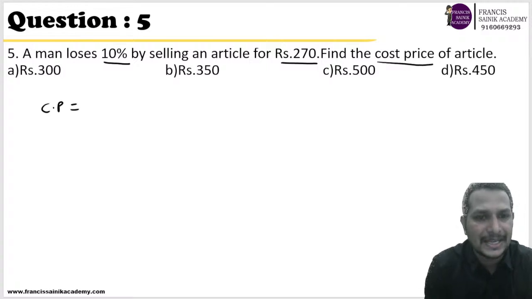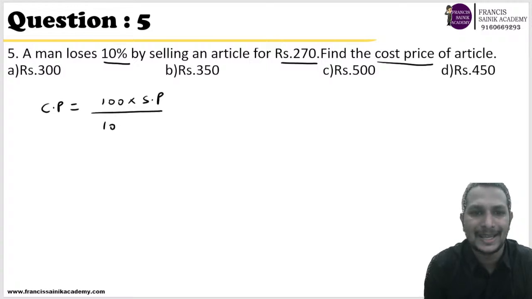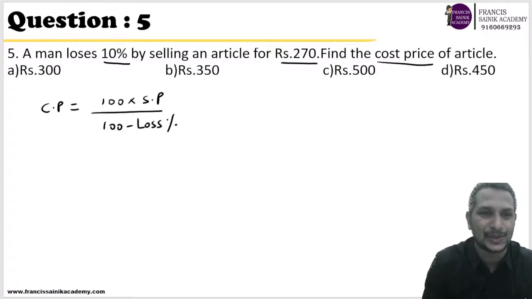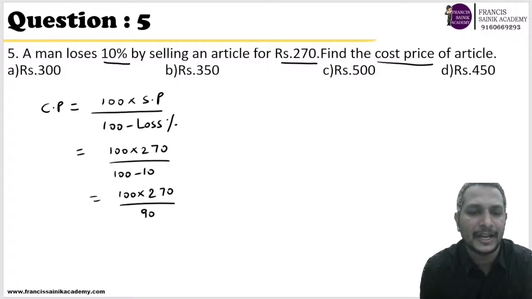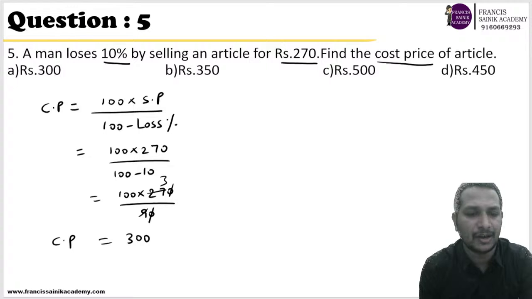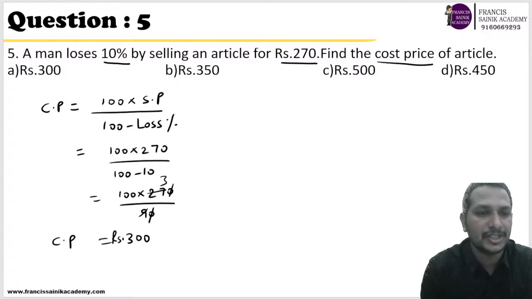The cost price of an article is 100 into SP by 100 minus loss percentage. This is the formula. If you remember the formula, you can do it faster also. That's why we keep on telling you to concentrate on the formula. Selling price is 270 and the loss percentage is 10. 100 into 270 by 100 minus 10, which is 90. I'll cancel off 0 and 0. 9 into 3. We got 100 into 3, which is 300 rupees. The cost price of the article is 300, which is the first option.